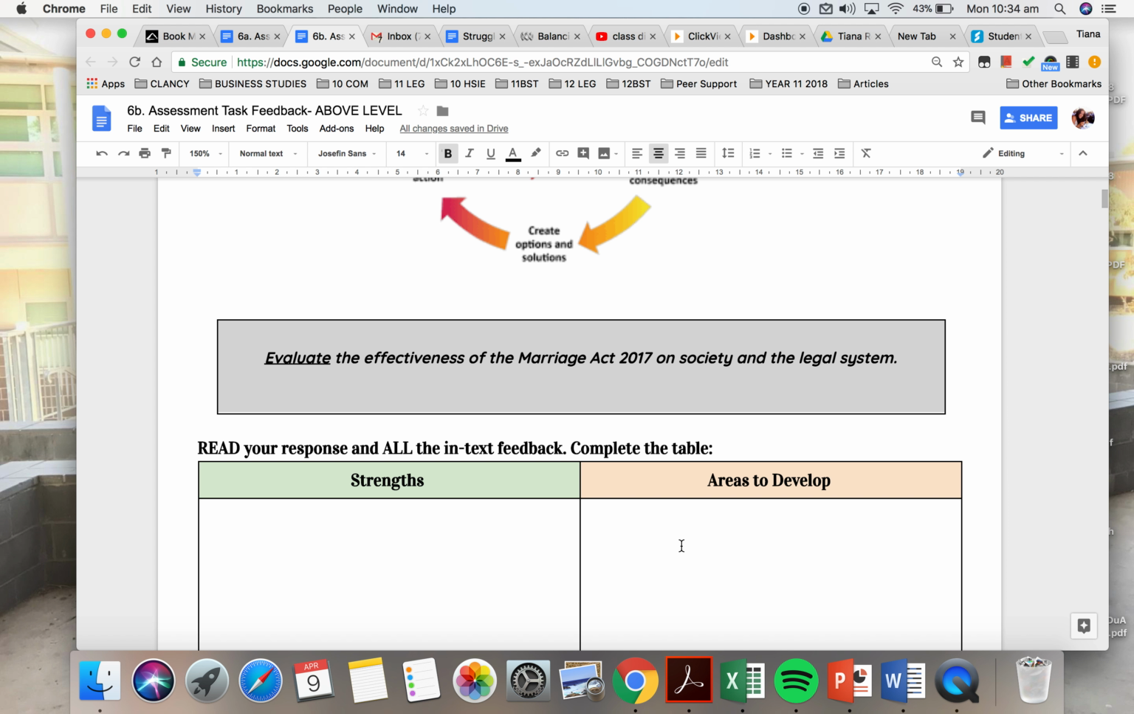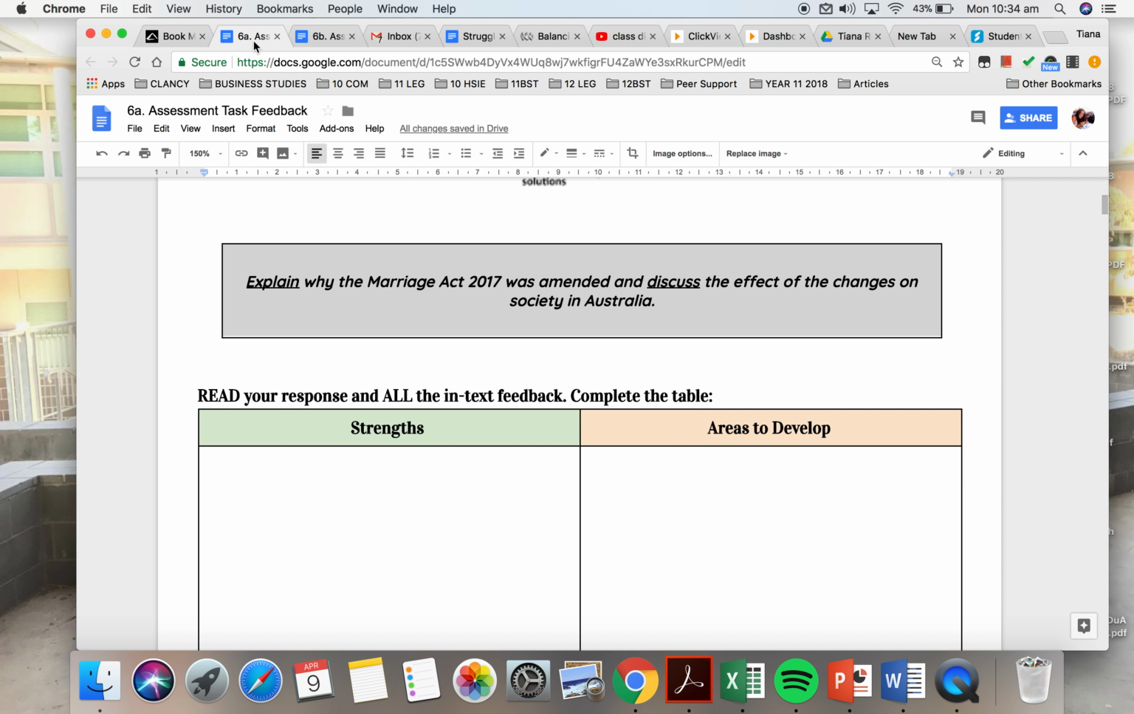So, the first thing I'm going to ask you to do is, once the teacher stops this video in a moment, you're going to open up your laptop and go to your Google Drive. You are then going to open either the feedback document for the core task or the feedback document for the above level, depending on what activity you did. Then you are going to reread your response in silence.